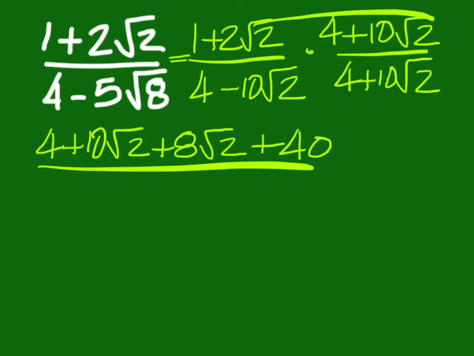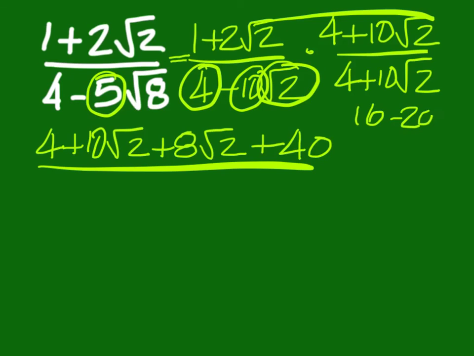On the bottom, 5 squared is 25. Actually, we're not using that one, we're using this one. 10 squared is 100. When you square that, you get a 2. So 100 times 2 is 200. Square that to get 16. 16 minus 200 is a negative 184. So that goes on the bottom.